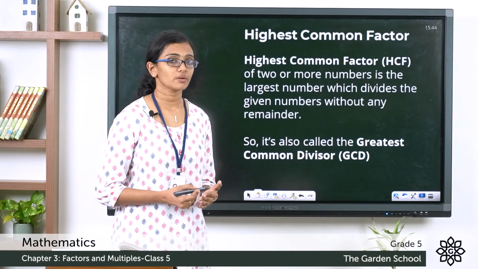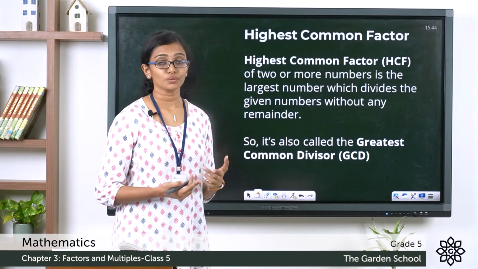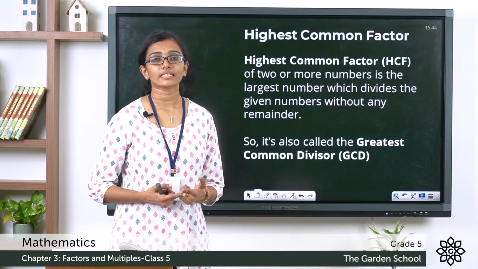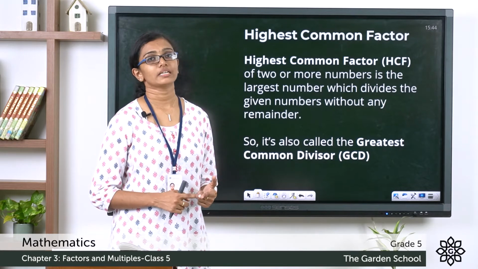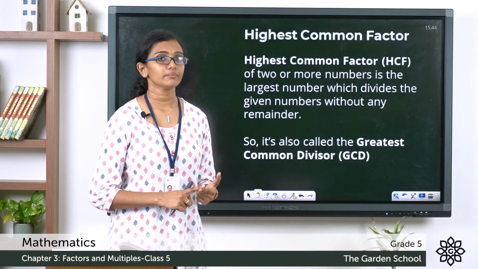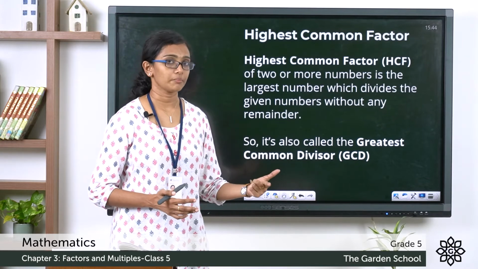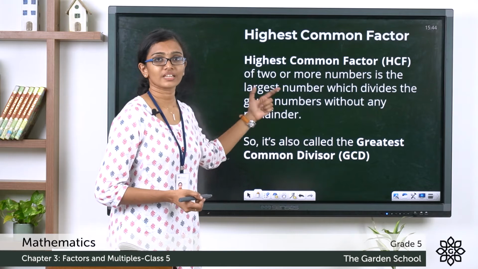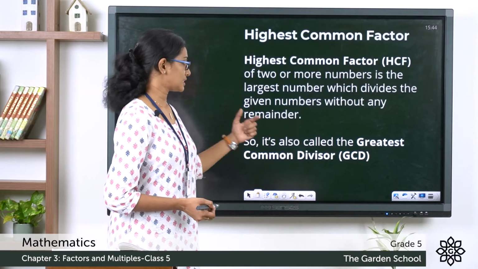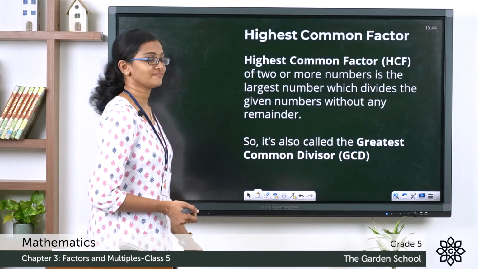So what are highest common factors? The highest common factor or HCF of two or more numbers is the greatest number that can divide the given numbers completely, that is without leaving any remainder. Now we know the number that divides another number is called the divisor. So this HCF can also be called as the greatest common divisor or GCD.